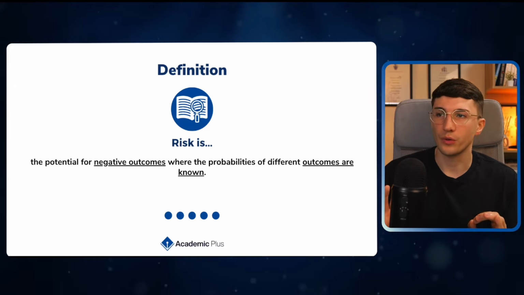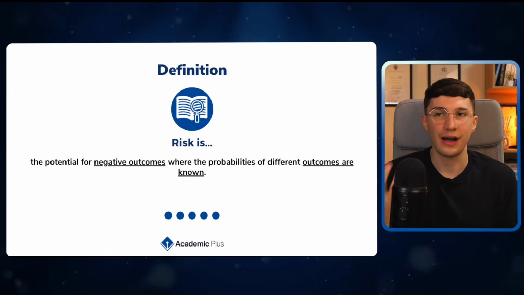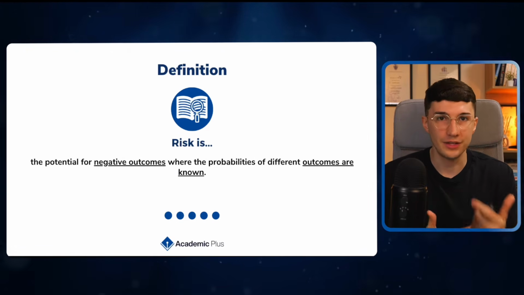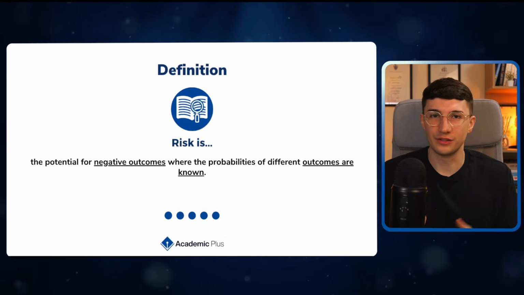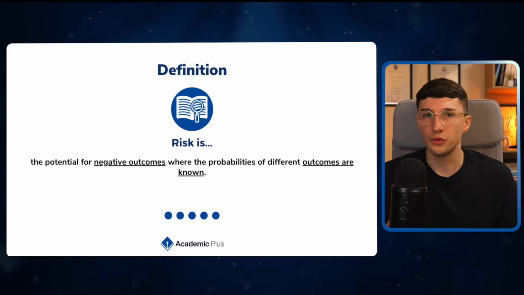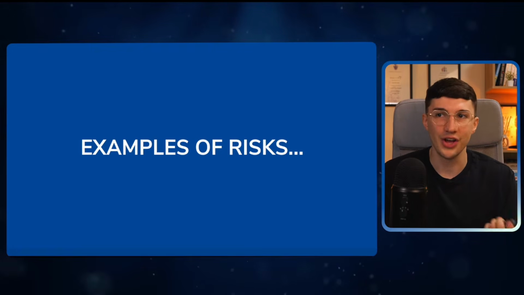Now, what we mean by risk is the potential for negative outcomes where the probabilities of these different outcomes are known. And that's going to be the real key difference between risk and uncertainty, is that we know the risks, but we don't know those uncertainties.